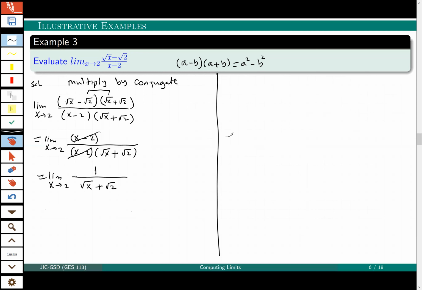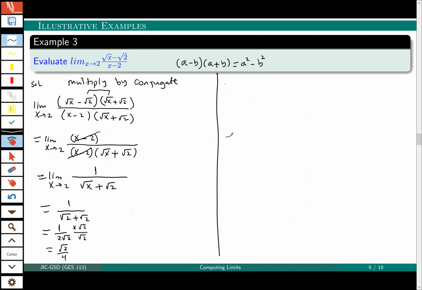Now, when you substitute, you will get 1 over root 2 plus root 2, and that is equal to 1 over 2 root 2. If you want to write it in simplified form, multiply by the conjugate, which is root 2 over root 2, and you will get root 2 divided by 4.